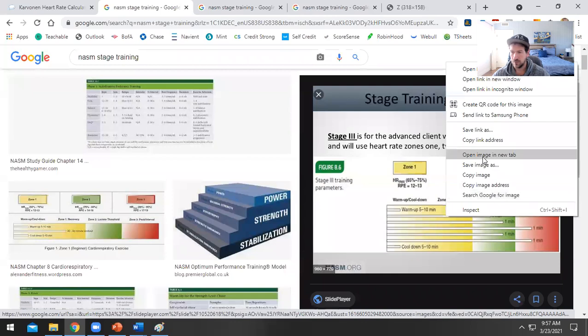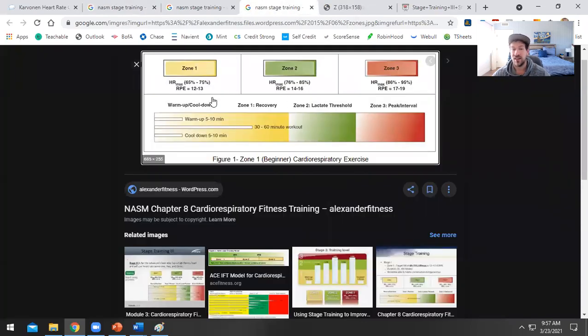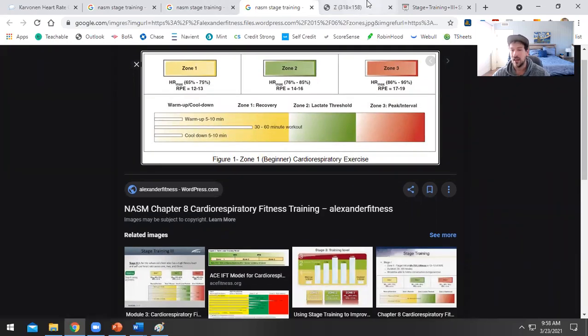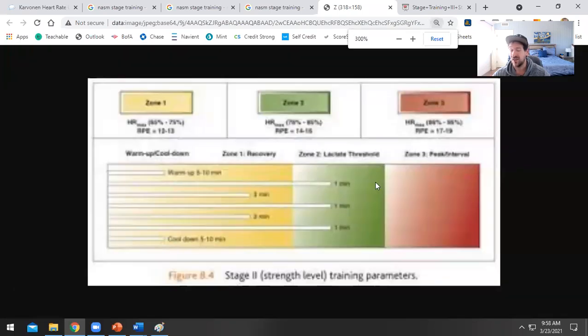There we go. Okay, so they might look something like this, right? Here's a zone one workout where this is what their heart rate would look like, right? 5 to 10 minutes, probably around 50% of their heart rate max, nothing crazy, right? And then 30 to 60 minutes, somewhere between 65 and 75%, and then they would just cool down, right? They really never left zone one.